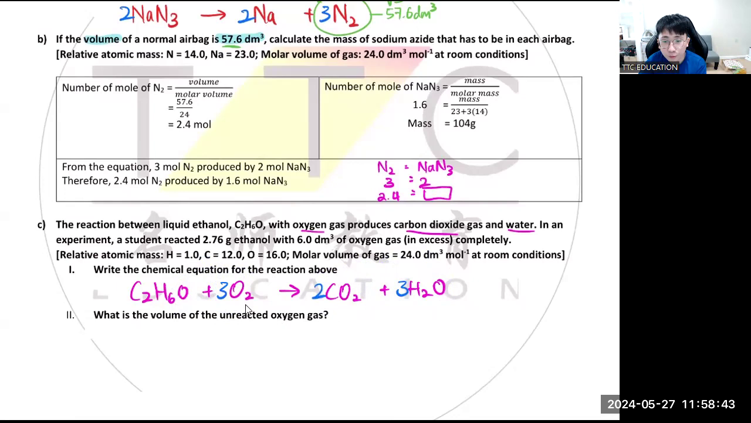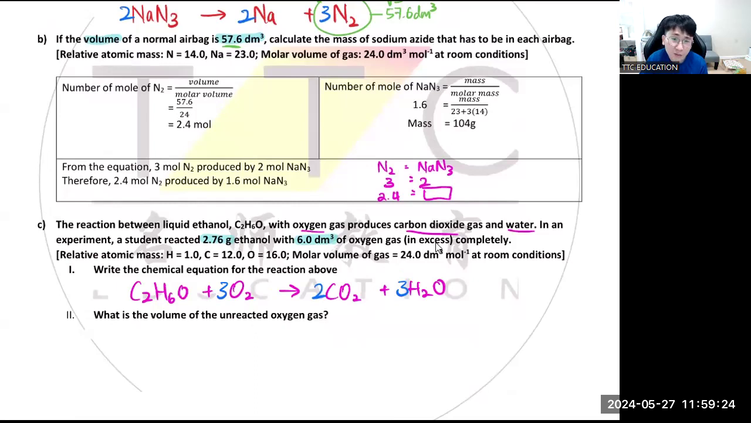And then lastly, what is the volume of the unreacted oxygen gas? Guys, this one is very important. They give you 2.76 gram of ethanol with 6 dm3 of oxygen gas in excess. Do you realize this question gives you two values? Usually, stoichiometry only gives you one value, and you just start with the value, do ratio, find mass, find volume. But if the question gives you two different values, and they tell you that the oxygen is in excess, what you do is you don't use the excess.